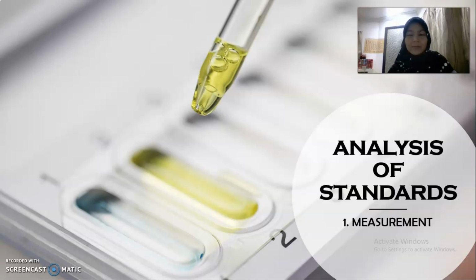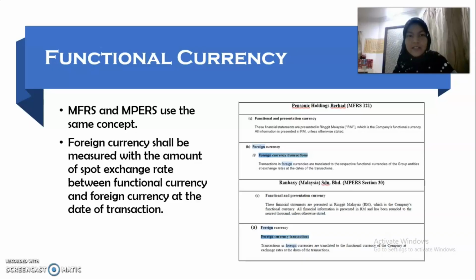I will explain the measurement. So the first one is functional currency. Functional currency is the main currency that the company uses for its business. And we have found that MFRS 121 and MPERS Section 30 use the same concept to measure.